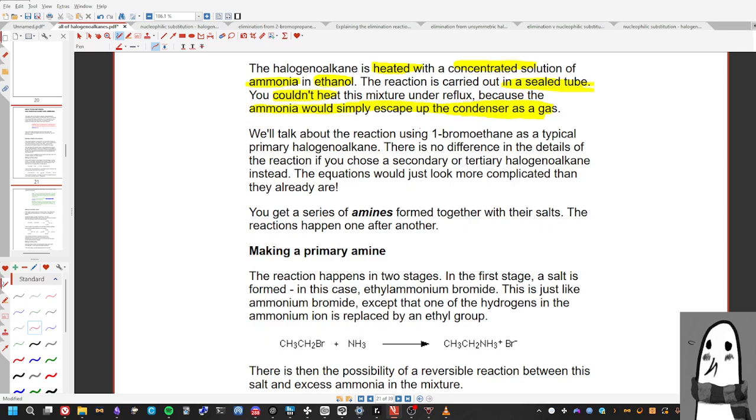You'll get a series of amines formed, and amines, if I'm not wrong, are your NH2s, okay? Or perhaps it's NH3, I don't know. The reactions happen one after another. So you get a series of amines, one after another, kind of like the chain reactions when we were doing the electrophilic addition or something. I don't remember.